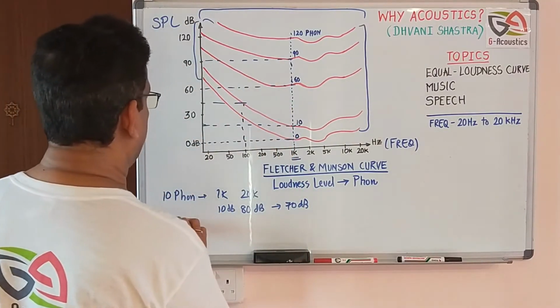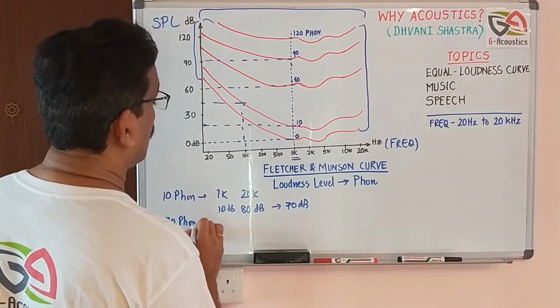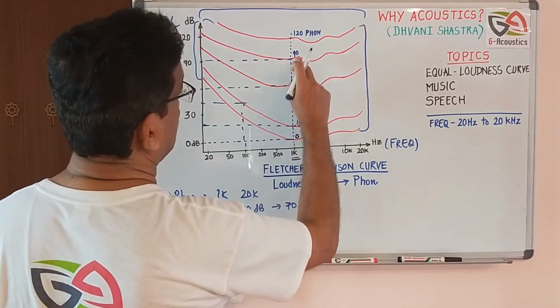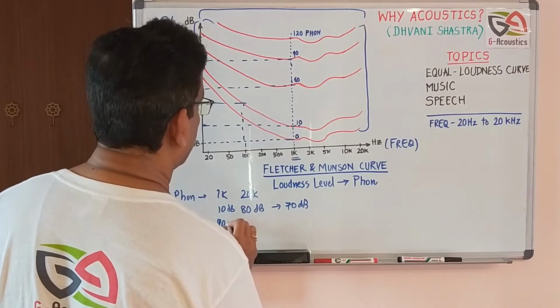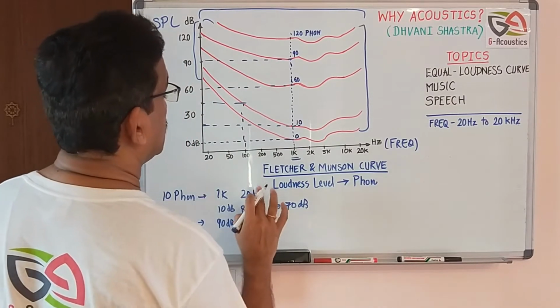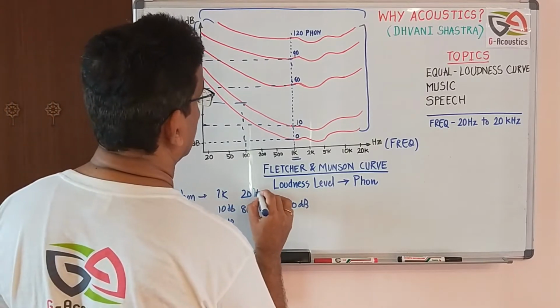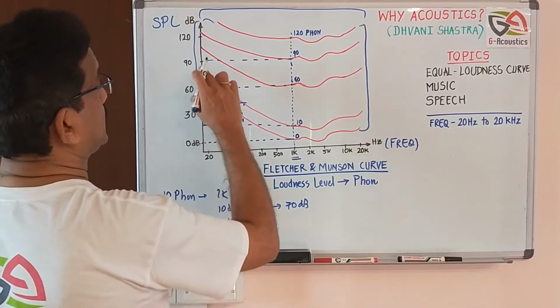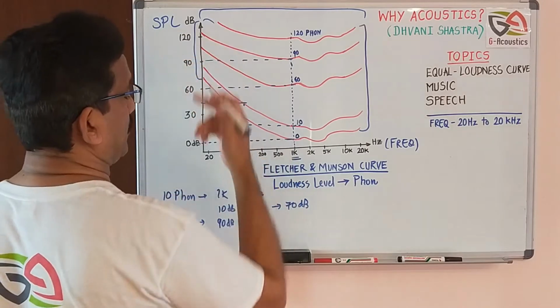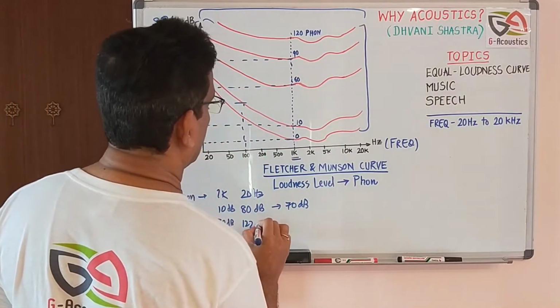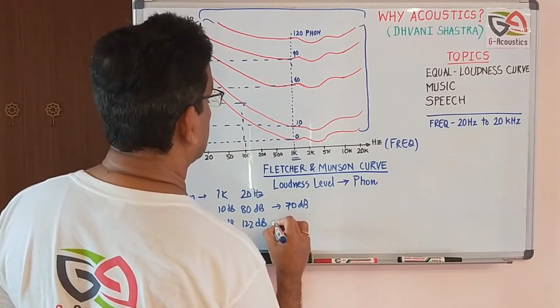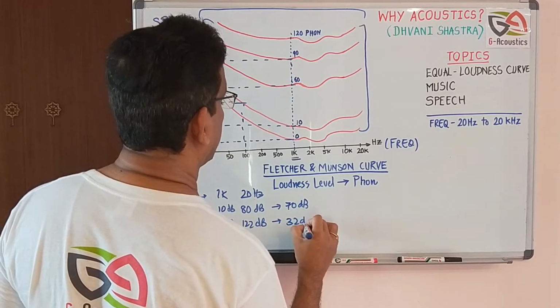Next, let us take the 90 phon curve. At 1 kilohertz, it's 90 dB, correct? Sorry, this will be 20 hertz. At 20 hertz, the 90 phon curve will be about 122 dB roughly. So this will come to about 32 dB.